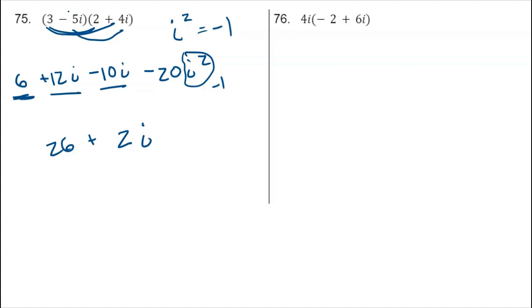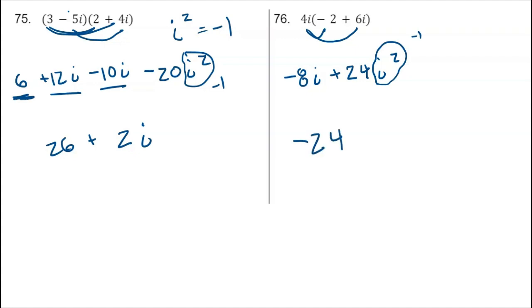All right, on this next one, we're just going to do a little bit of distribution. 4i times -2 is -8i. 4i times 6i is positive 24i squared. The i squared is, of course, going to turn into a -1, making that a -24 real number, minus the 8i. There's my complex answer, nice and easy.